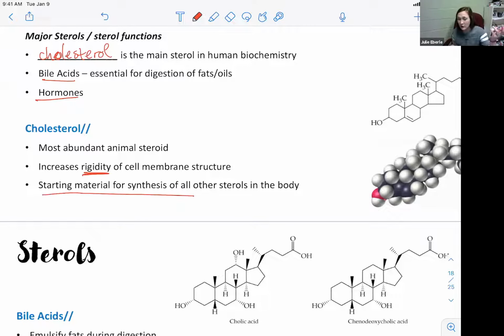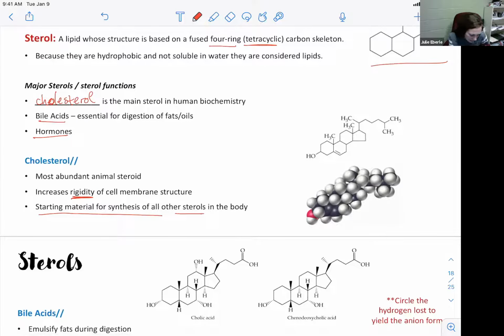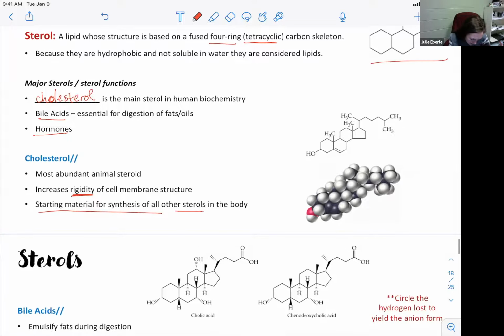And it's also the starting material for synthesis. We make a lot of our own things internally too, okay, in-house. Some things we have to eat through the diet, but our body also makes a lot of the essential things we need. And so we synthesize other sterols, and cholesterol is the molecule we use to make other sterols, okay? There is, I didn't label this, but I believe that's cholesterol right there.